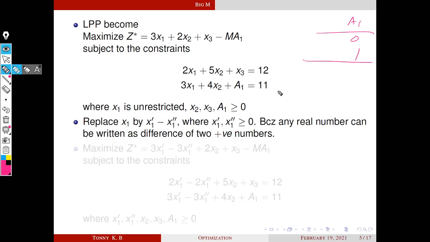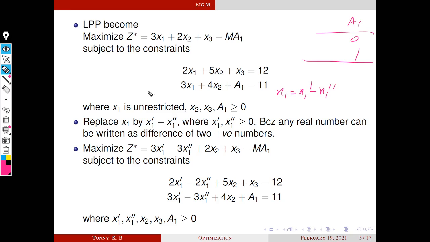Okay, next we have to replace this unrestricted variable using x1 dash. So we are going to replace x1 by x1 dash minus x1 double dash, isn't it? And here x1 dash and x1 double dash are both non-negative. This is possible. Every real number can be written as the difference of two positive numbers.